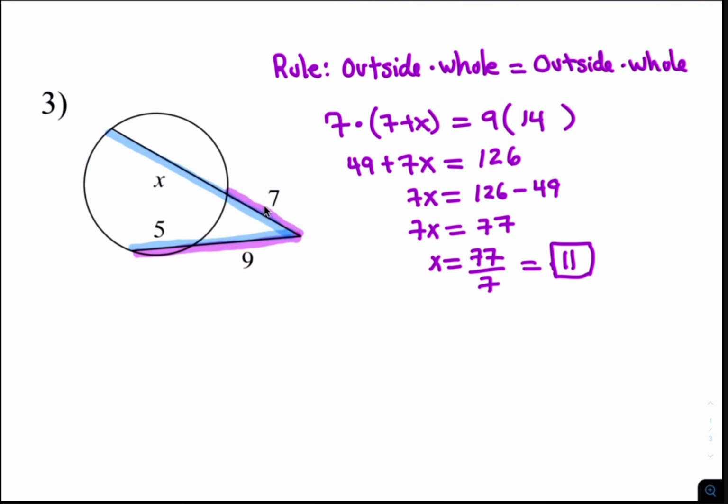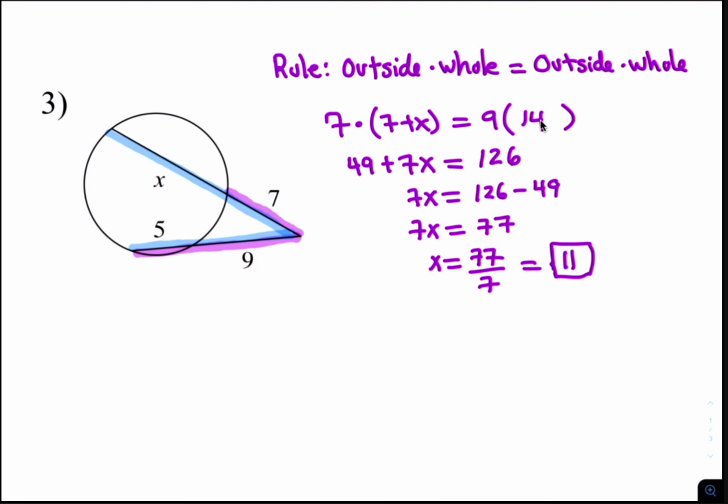The outside segment here is 7, and the whole segment is the blue, which would be 7 plus X. The other outside segment over here is 9, and the whole segment would be 9 plus 5, which makes 14. So let's go back up here and use the rule. Outside, it's 7, times the whole piece, that whole line, which is 7 plus X. So 7 times 7 plus X equals the other outside segment, which is 9, multiplied by the whole segment. That's 9 plus 5.